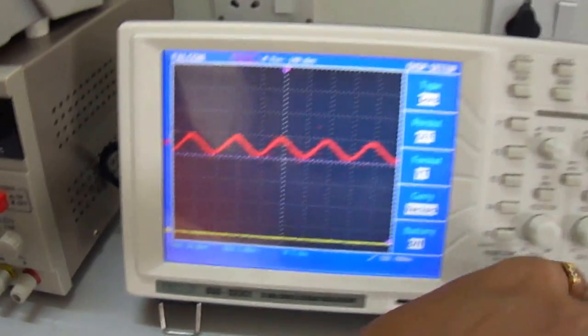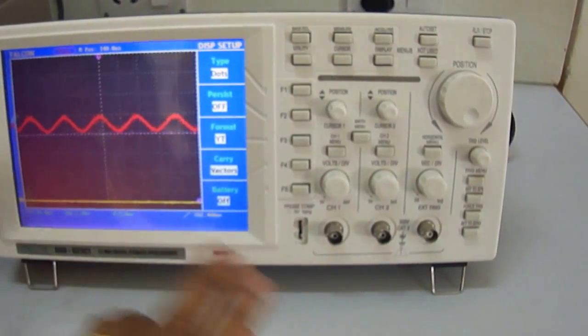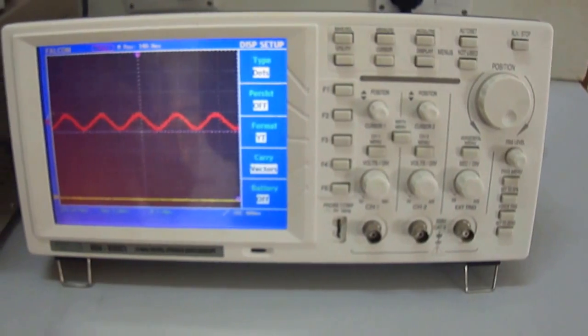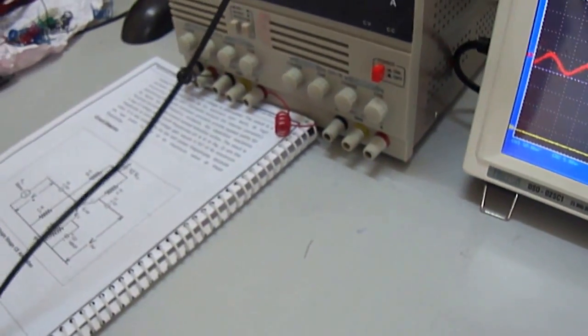Then remove the channel 1 connection. That is fixed only. Throughout the experiment, Vin is 50 millivolts fixed. Then connect the circuit.